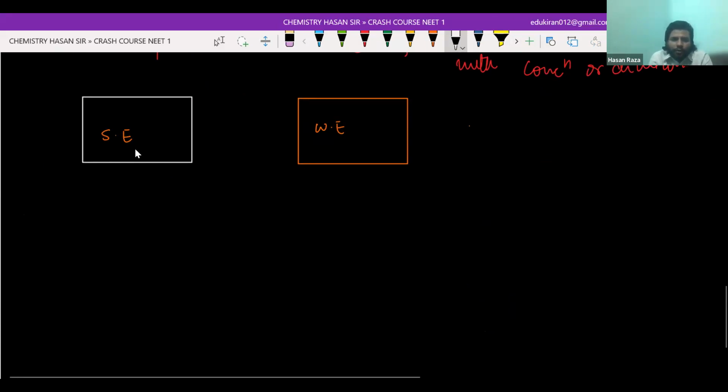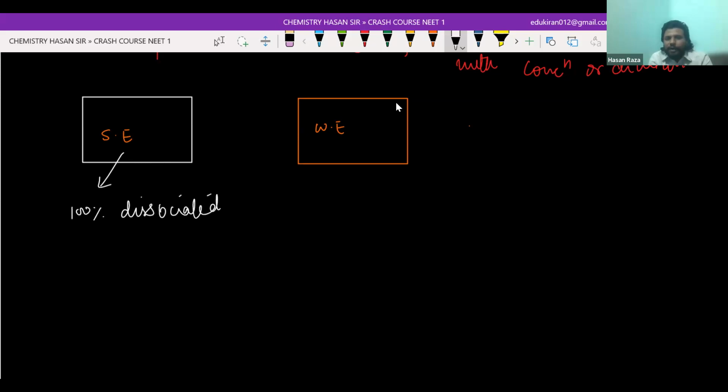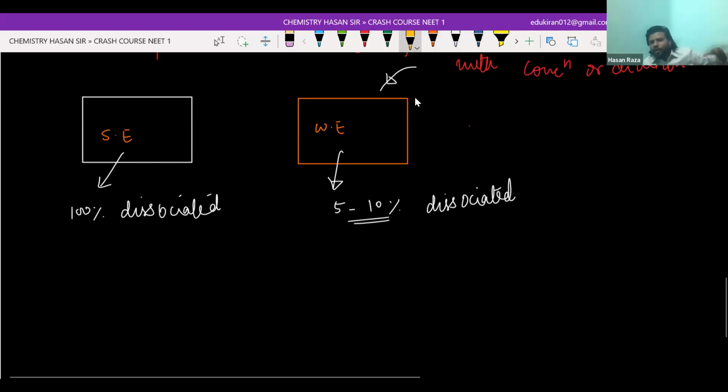Now you know that when you dissolve this strong electrolyte in a solvent like water, it will be 100% dissociated. And in a weak electrolyte, if you mix it with water or solvent, only 5 to 10% of ions will be dissociated. Now, what you are going to do is dilute it till infinity. That means basically you are going to dilute it continuously.